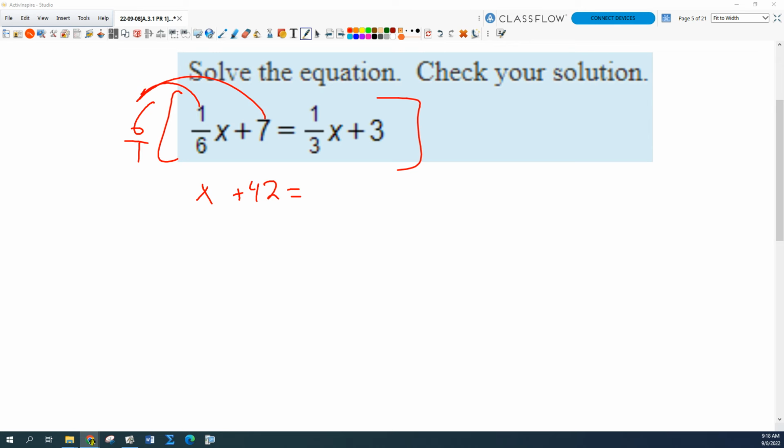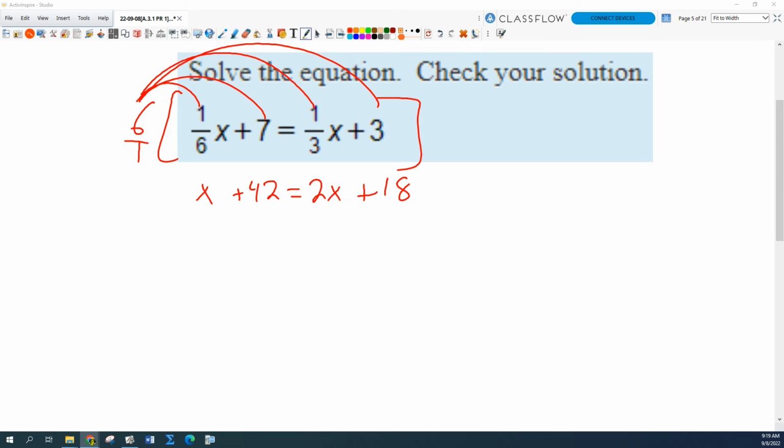And then over here, we have to distribute the 6 to the 1/3. I'm going to multiply straight across. So I'm going to get 6 times 1, or 6 on the top, 1 times 3, 3 on the bottom. 6 over 3 reduces to 2. And I've got an x there, right? And then finally, I'm going to distribute that 6 over to the 3 and get an 18.